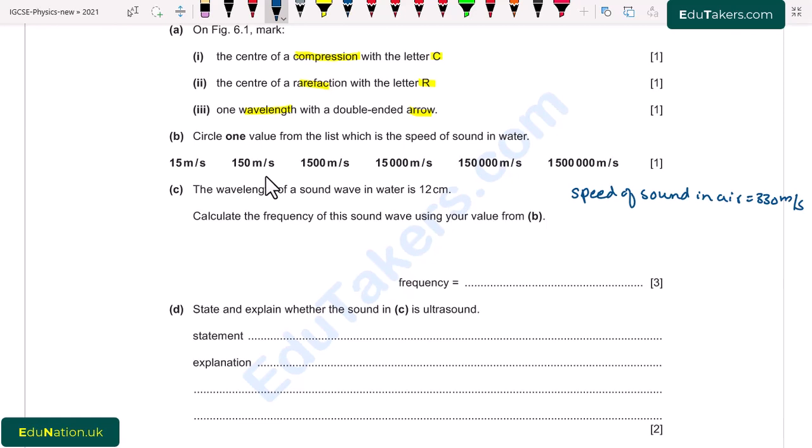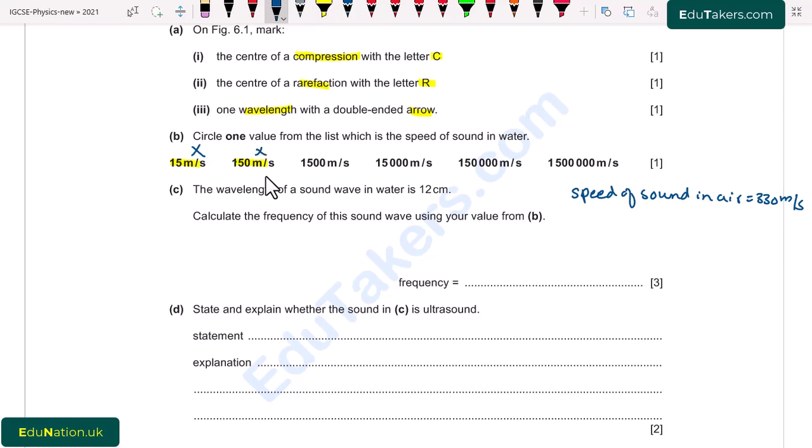Here in the question we are asked the speed of sound in water. In water the speed of sound is greater as compared to air. So we have to take the value that is greater than 330. So the first option is 15 meter per second. It's not correct because it is less than 330. The second one is 150. This is also less than 330. So this is also incorrect. And the third one is 1500 meter per second.